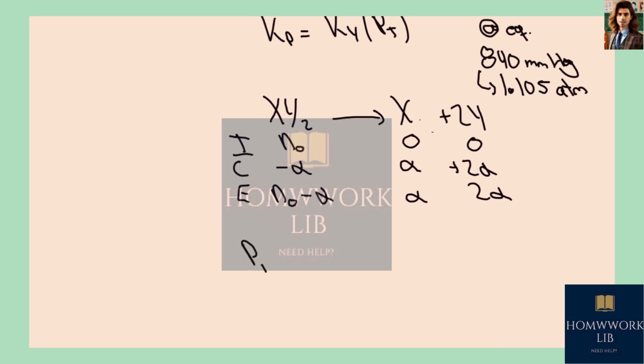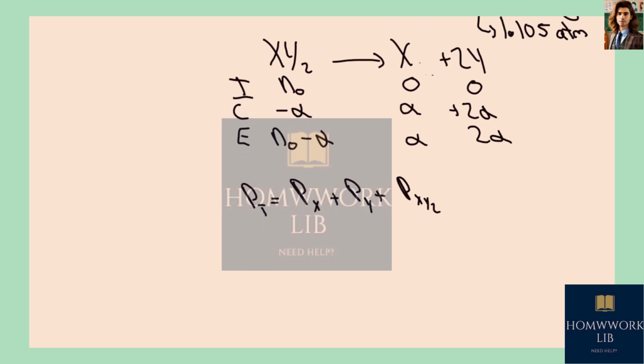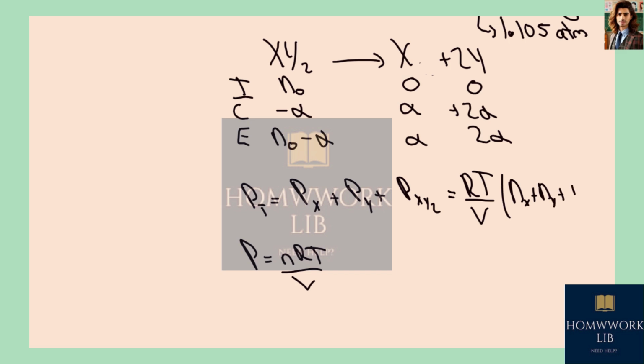We know that the total pressure of the system is going to be equal to the pressure of X plus the pressure of Y plus the pressure of XY2. And according to the ideal gas law, remember that pressure is equal to nRT divided by volume. The volume is going to stay the same for all of the calculations that we're going to make, as well as the temperature. So we can factorize it out of all of the values that we have here. So we're going to get RT divided by V multiplied by amount of mole of X plus amount of mole of Y plus amount of mole of XY2.